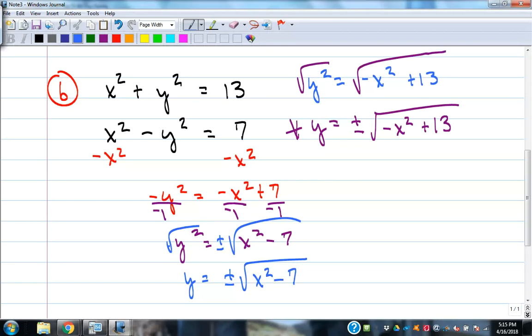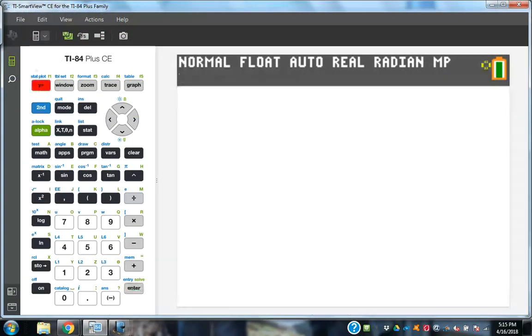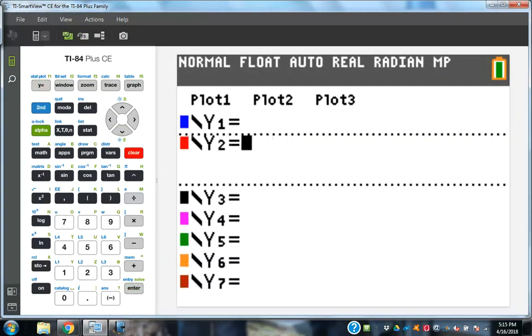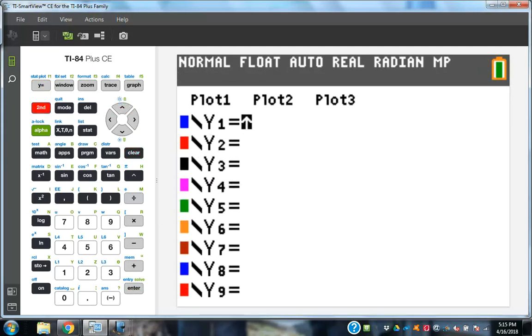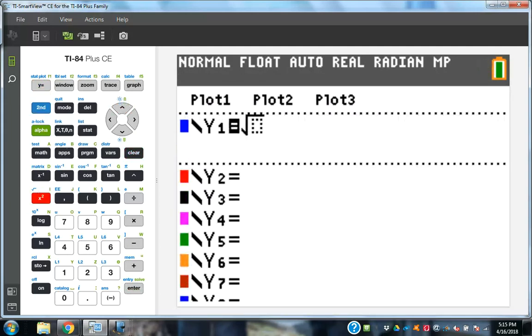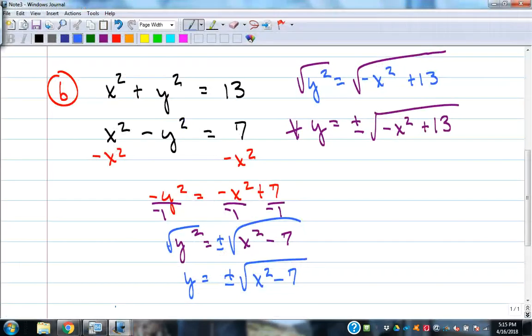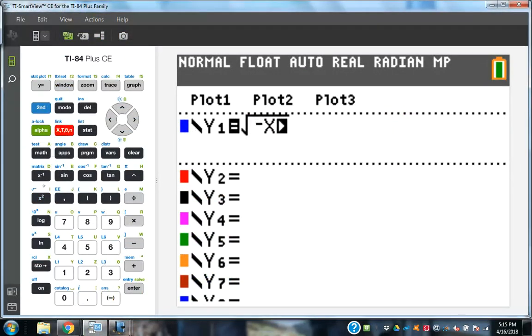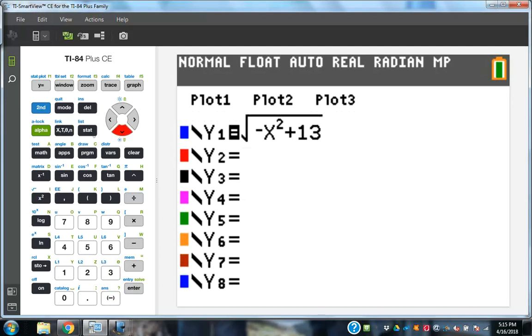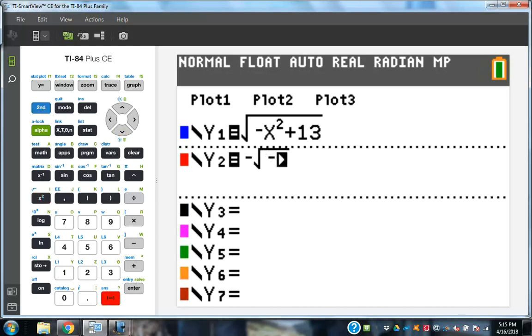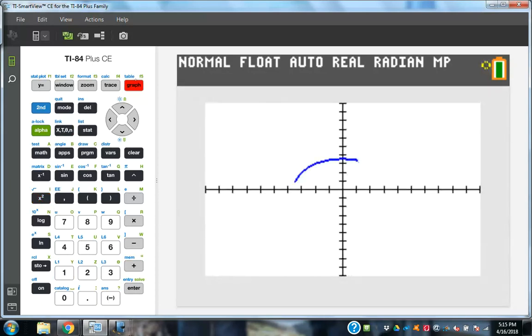Then I'm going to take those equations and put them in the graphing calculator. So I'm going to go to y equals, clear out this other junk that I had. I'm going to do the positive side first. The square root of negative x squared plus 13. And then right underneath that, I'm going to do negative square root of negative x squared plus 13. I'm going to graph that and I'll show you what that looks like.